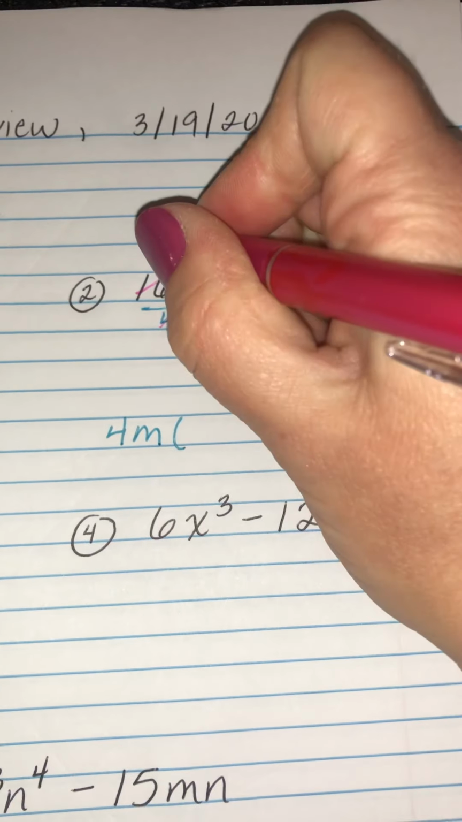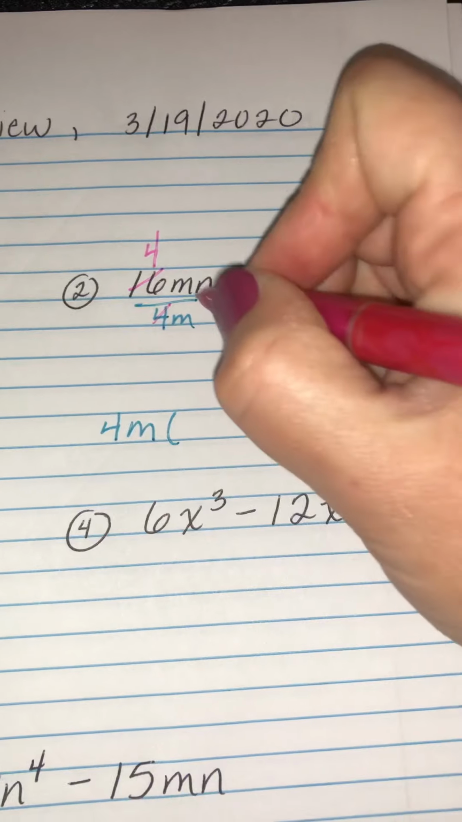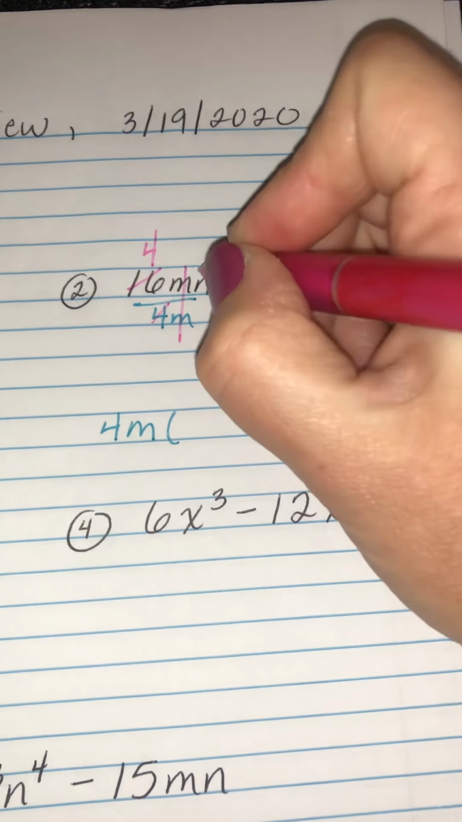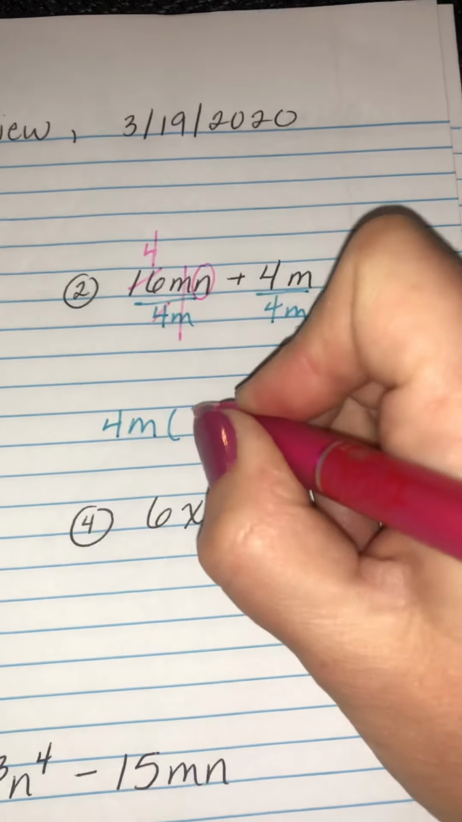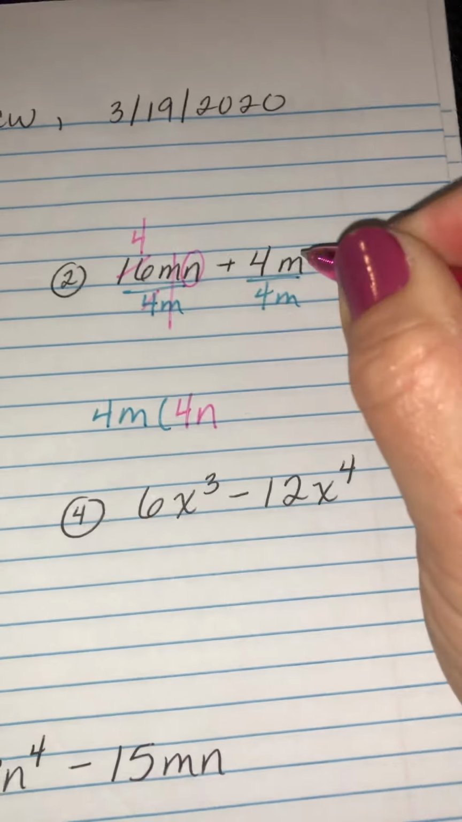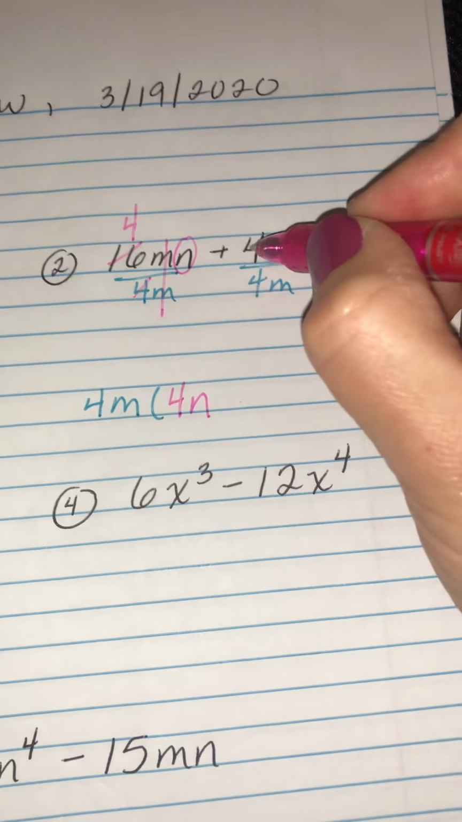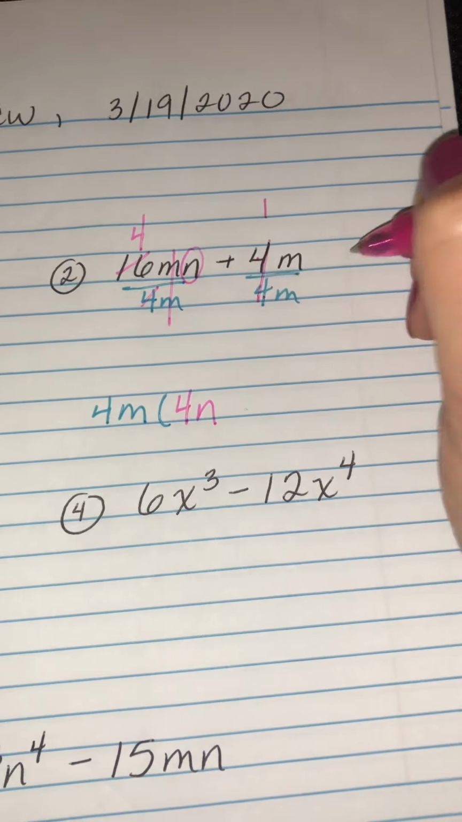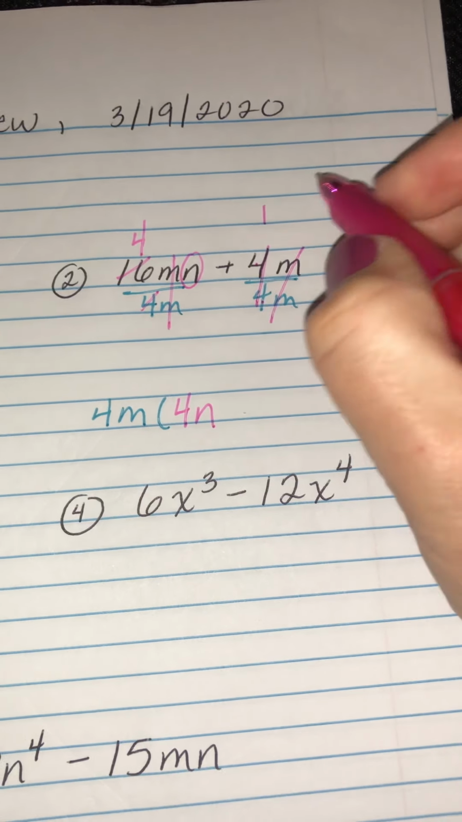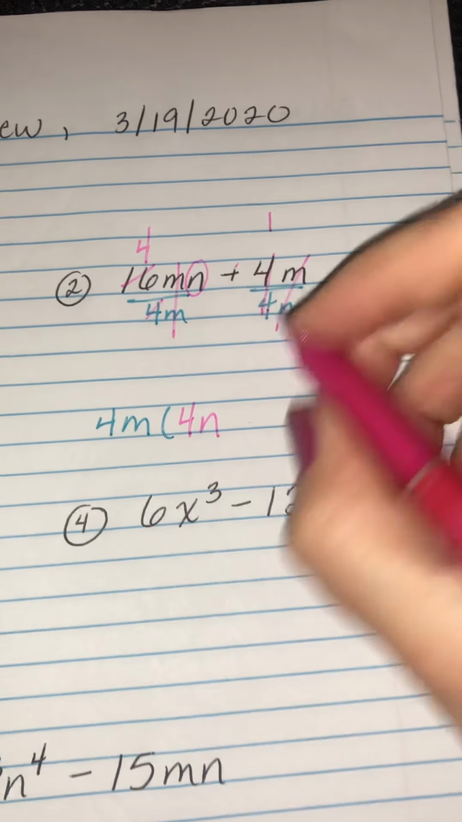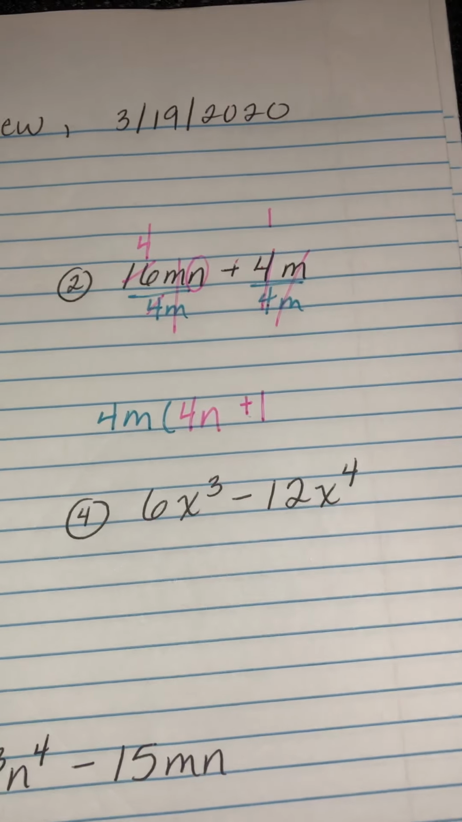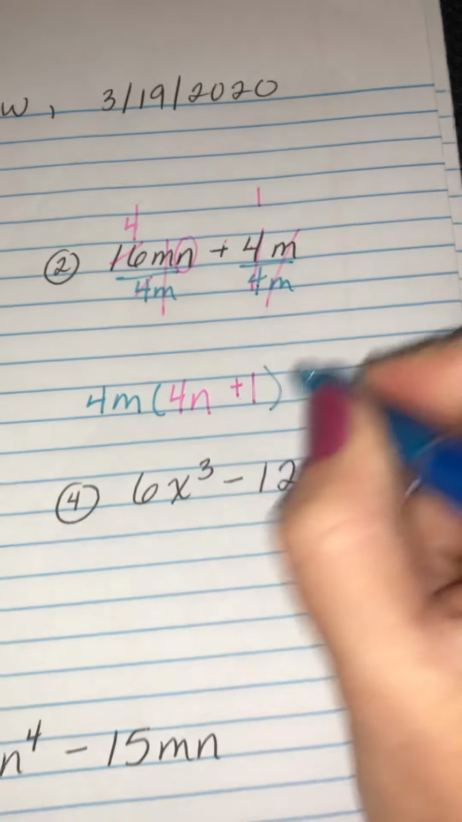4 goes into 16 4 times. The m's cancel out, and then I have the n. So I have 4n here. Now over here, 4 divided by 4 is 1, and m divided by m is 1. So all I have left here is a plus 1. So here is my answer.